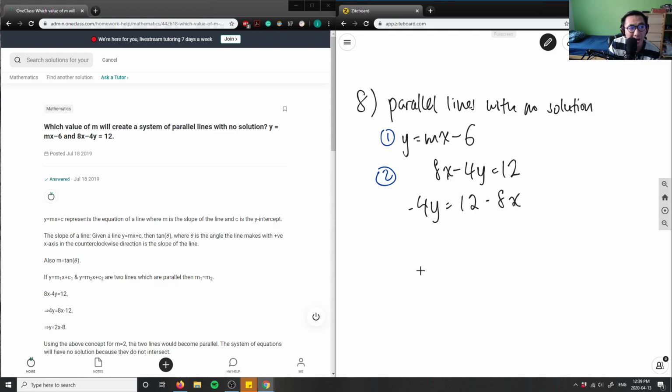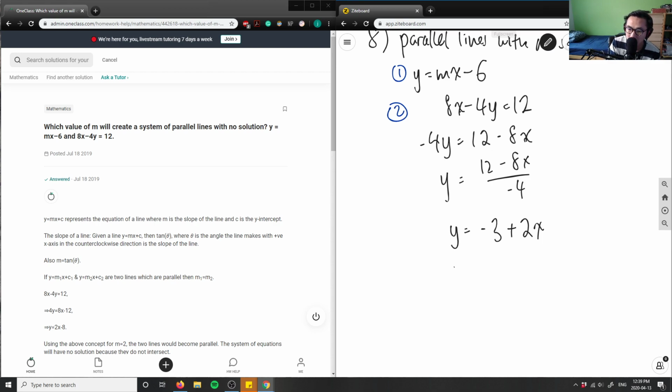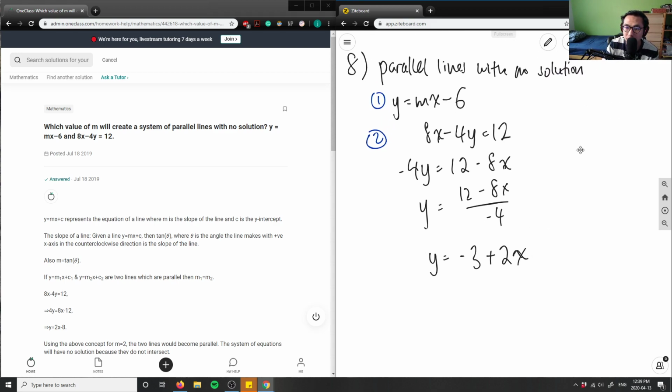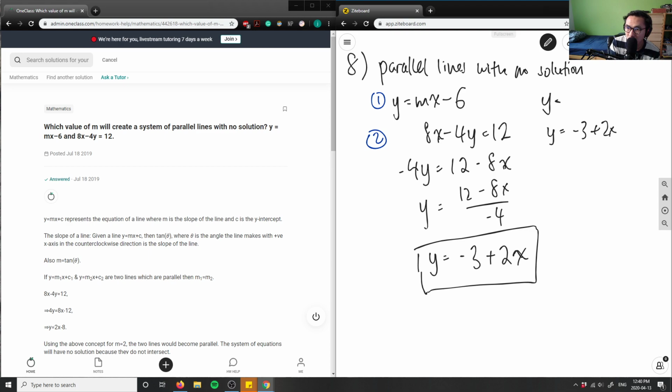Then I have to divide everything by negative 4 to leave y alone. So I'm going to have 12 minus 8x divided by negative 4, and this simplifies to negative 3 plus 2x. If I want to rewrite it, this would be y equals 2x minus 3. Yes, this is my slope-intercept form. So both of them are now in slope-intercept form.